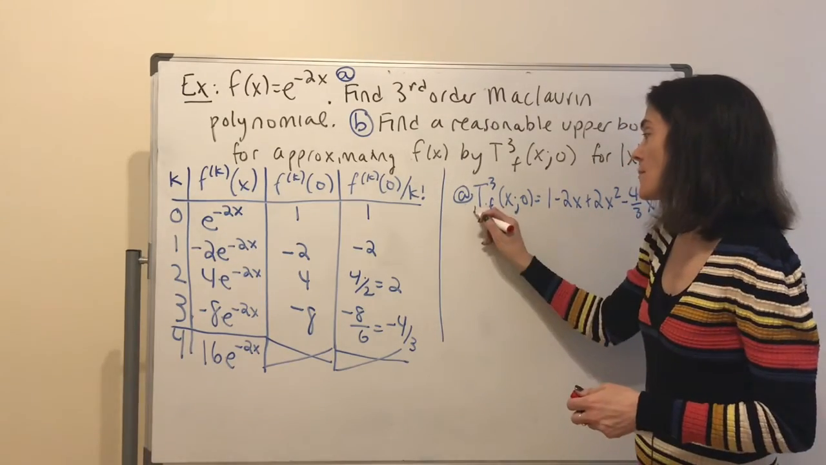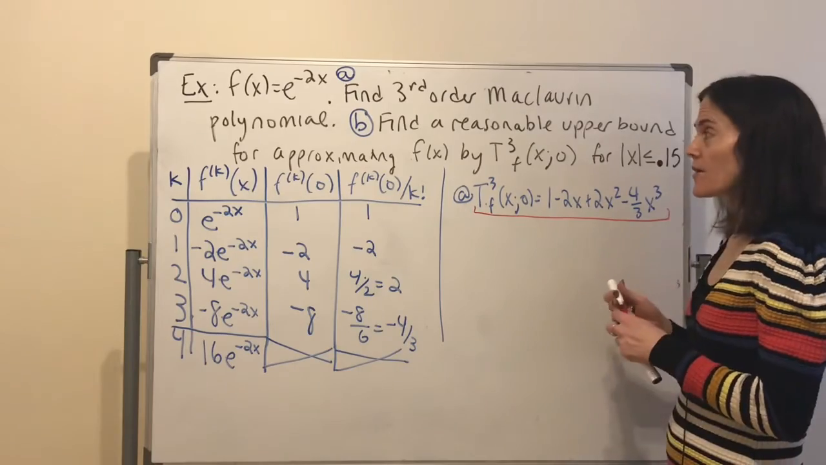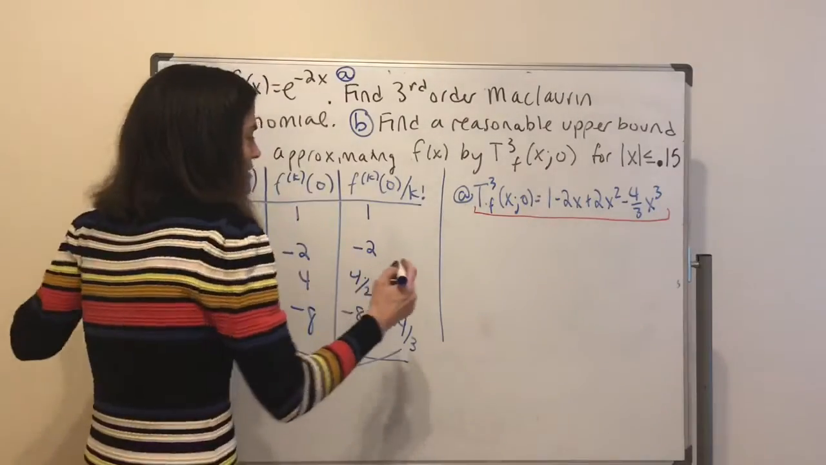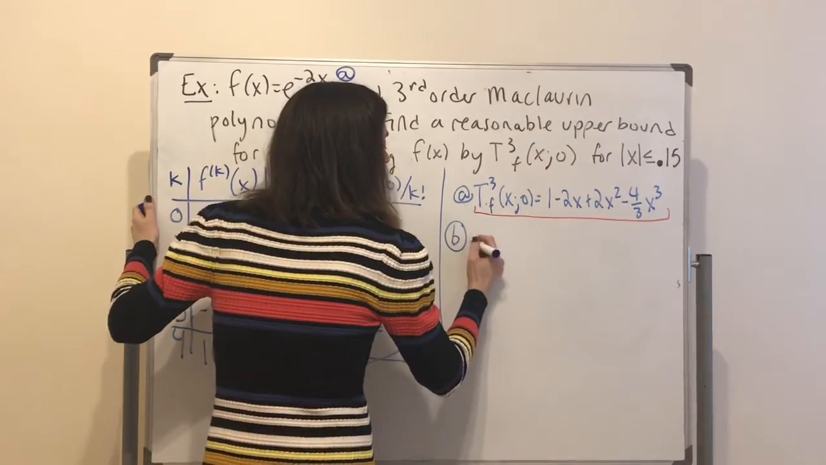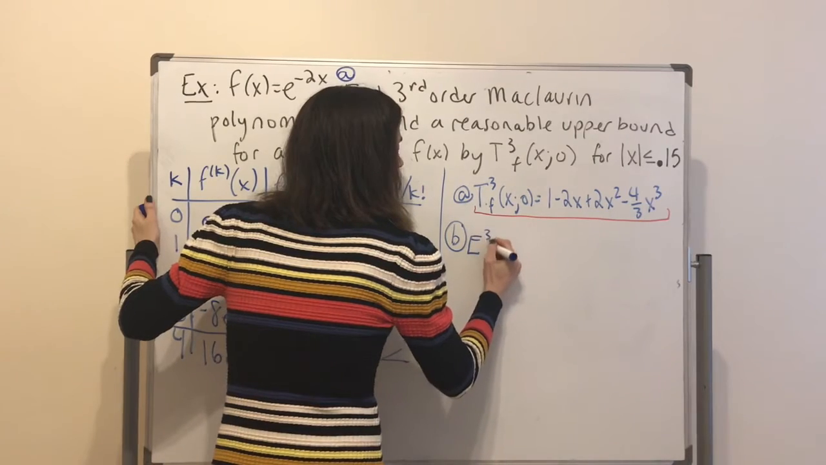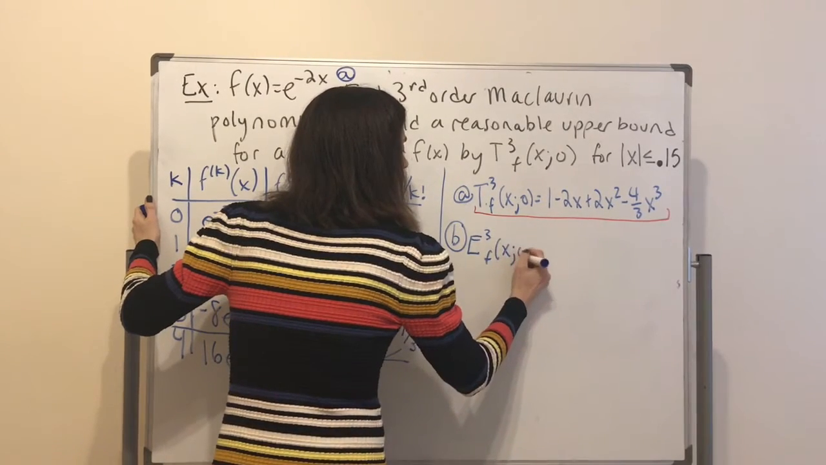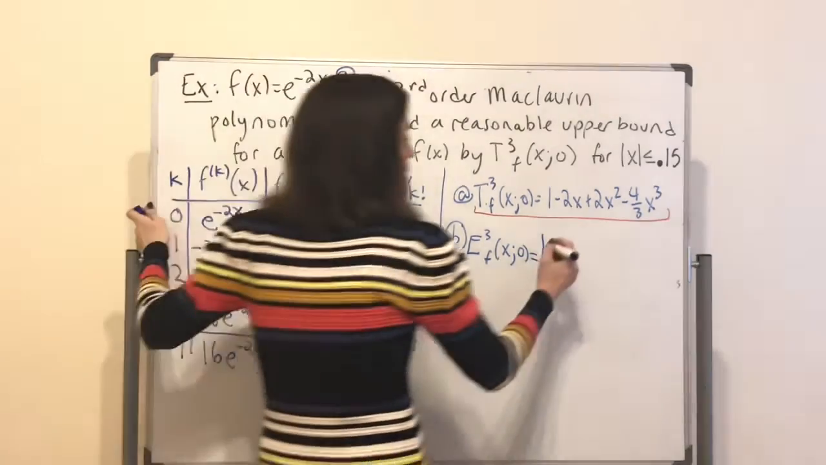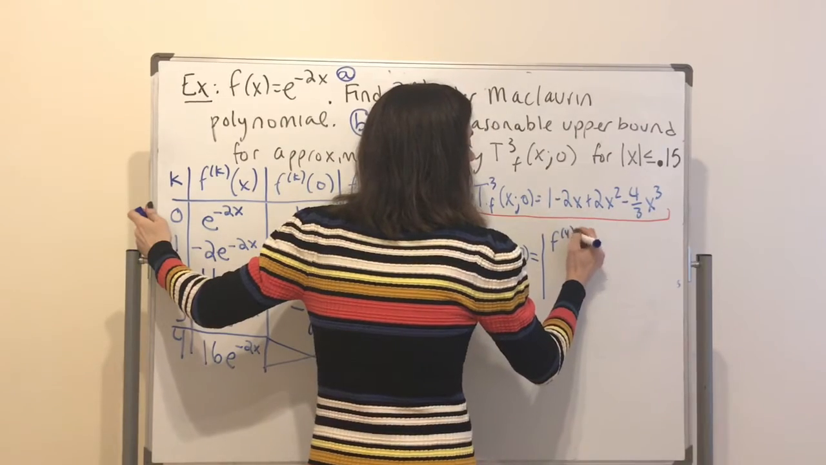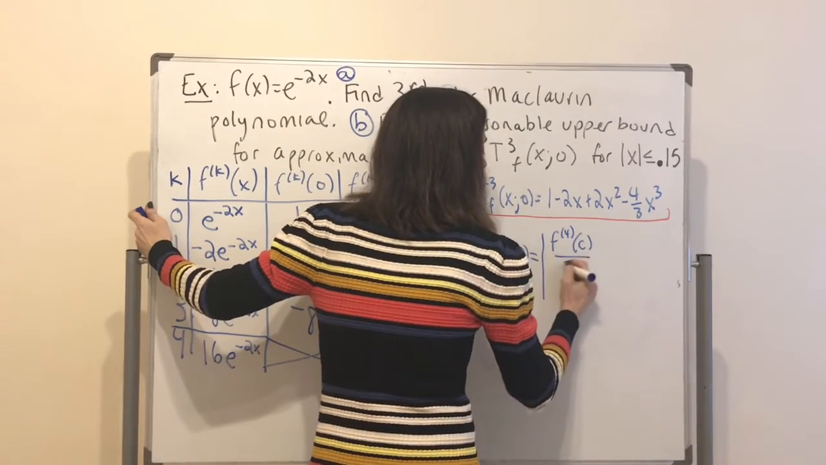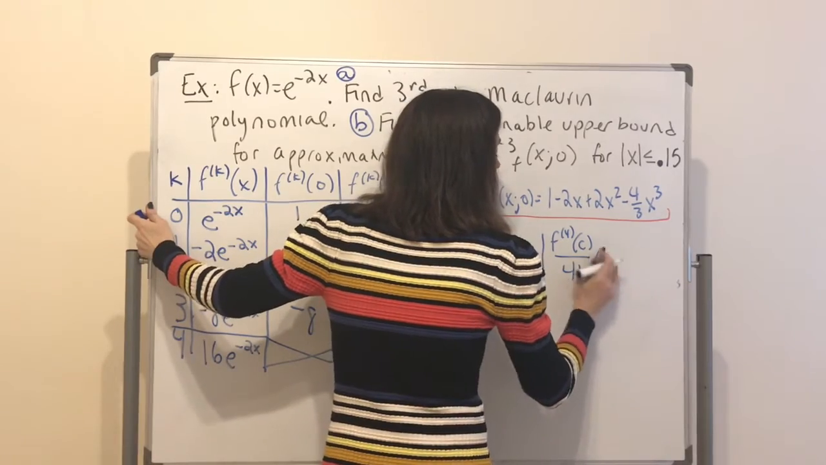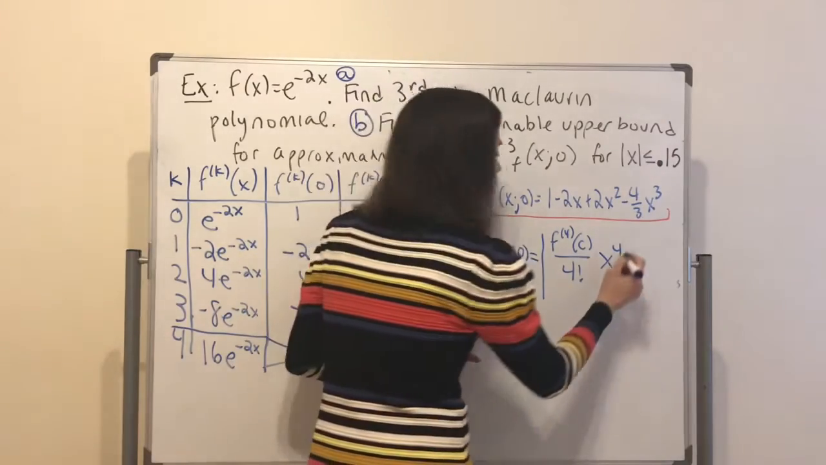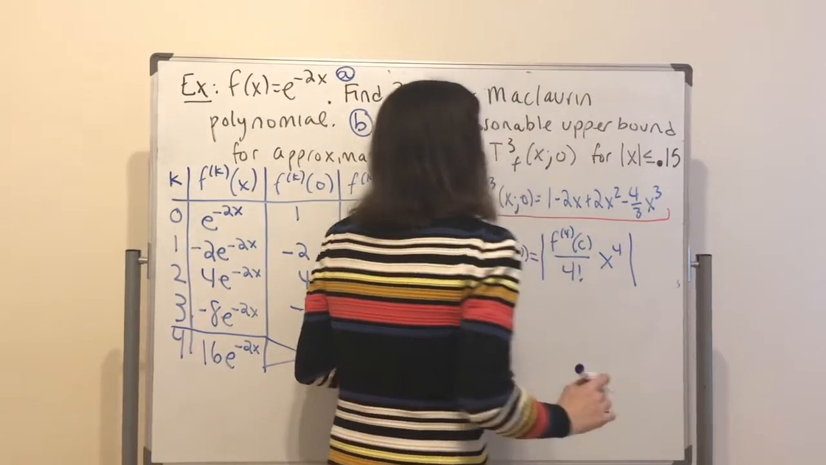Now let's get into part B, which is the error calculation. Okay, so I have the following. I know that the error will be equal to absolute value. Okay, well, it's going to be the fourth derivative at some c over 4 factorial. Well, I don't have an x minus a, it's just x to the fourth. My center is 0, right? Makes it a little bit easier.